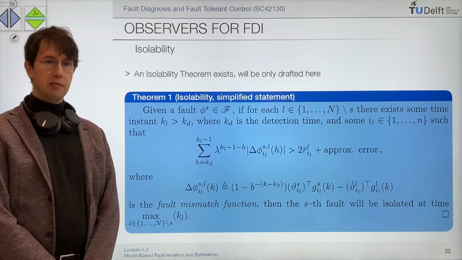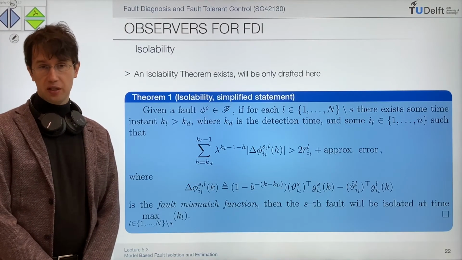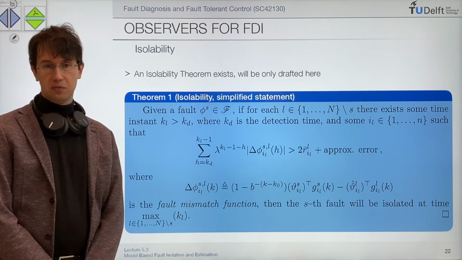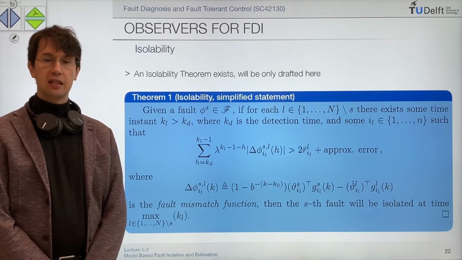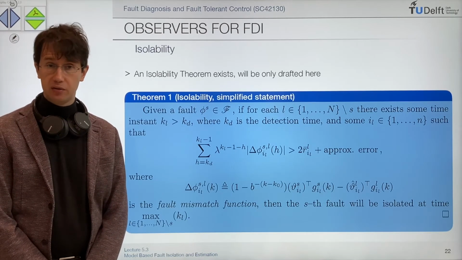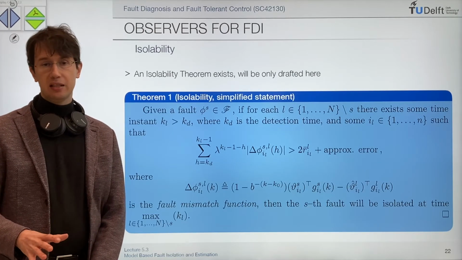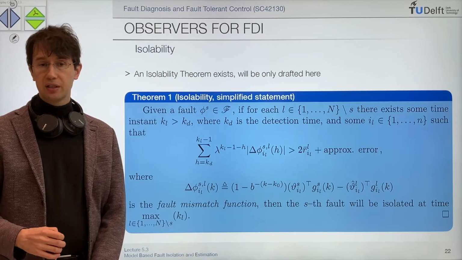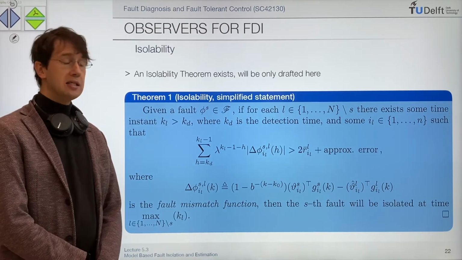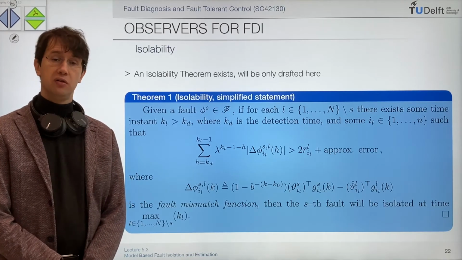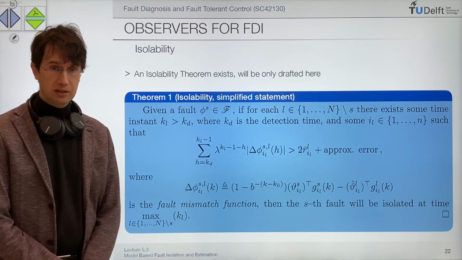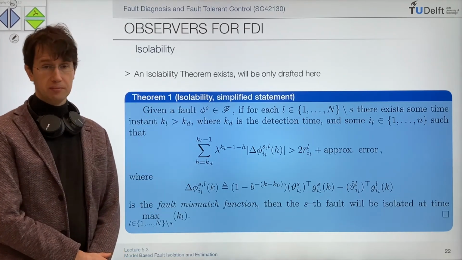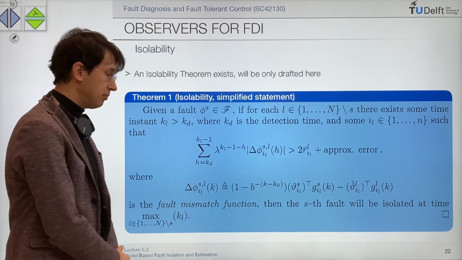Now is the time to look at the performances of this isolation and estimation scheme that we derived. In the case of the detection observer, we characterize performances in terms of detectability conditions. So we characterized in an open form, not a closed form, what is the condition on the fault in order to be detected. Well, similarly, we can have a condition on the fault to be isolated. And it is stated by the isolability condition, which we present here in a simplified form.